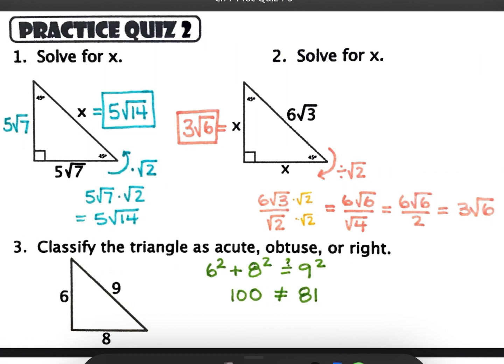And then number 3, classifying the triangle. We're not sure if that's a right triangle, so we're going to take that longest side, see if it's hypotenuse worthy. 6 squared plus 8 squared equals 9 squared. No, it doesn't. So the 100 is too big, the 81 is too small. Whose fault is it? Always the C side. It's the 81's fault. It's too small, which makes this an acute triangle.